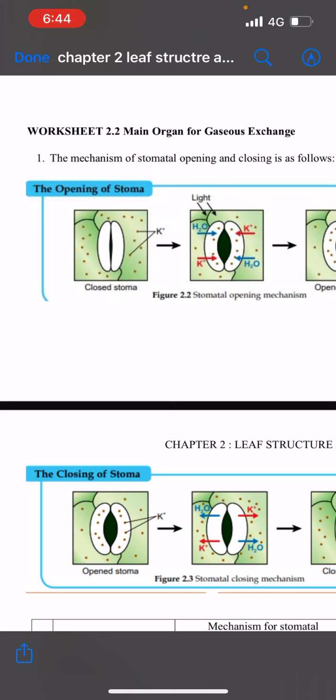So the next video will be about the mechanism of stomatal opening and closing.